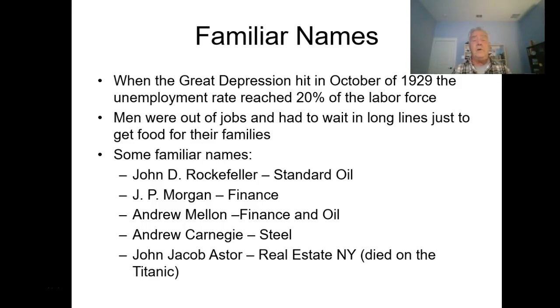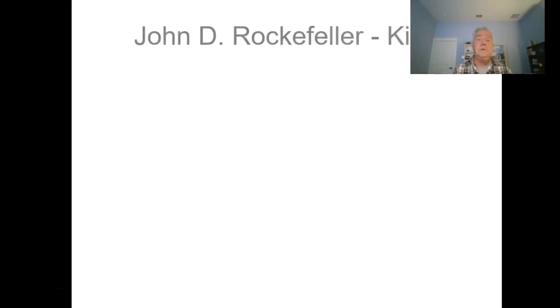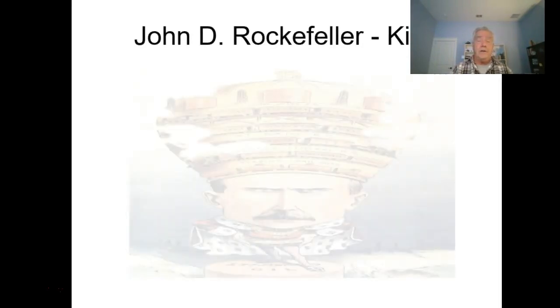So these guys were called the robber barons. John D. Rockefeller was the richest man in the world. He was second only to Andrew Carnegie, who built a steel empire. Andrew Carnegie was just an immigrant from Scotland, but he saw an opportunity. All right, John D. Rockefeller.